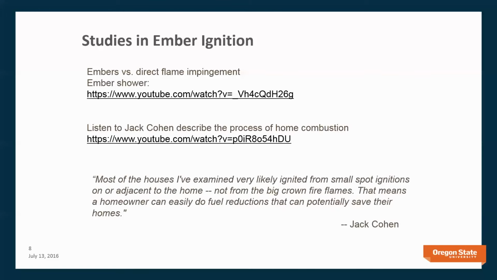And one of the things that we've learned from science from Dr. Jack Cohen is that most of the houses he's examined often are ignited with little spot ignitions on or adjacent to the home. It's not from the big crown fire flames. So that means that there are things that homeowners can do to reduce fuels and potentially save their homes.